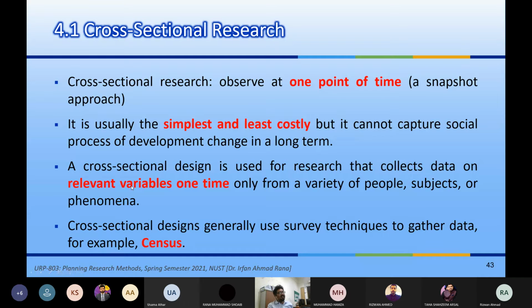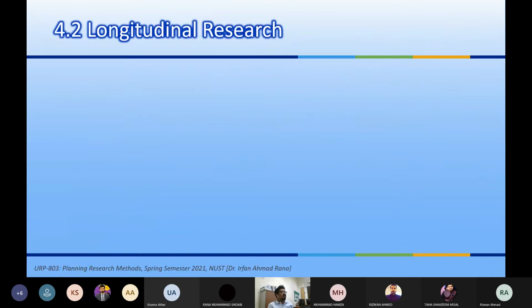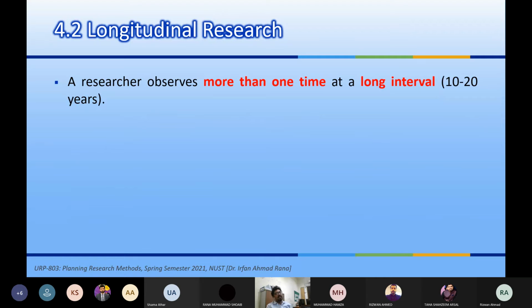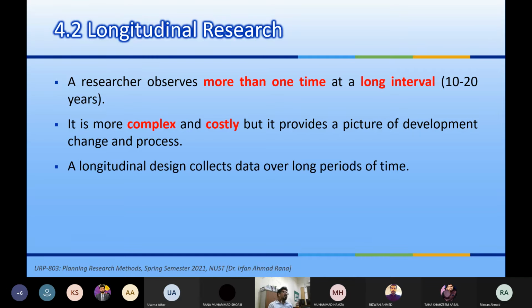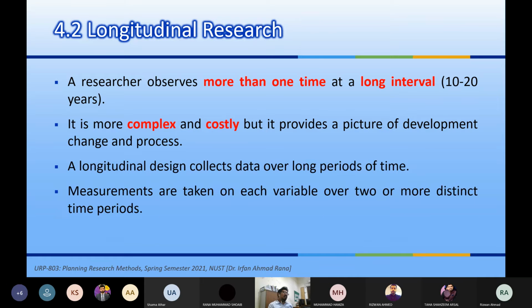You cannot go in the field again and again. And for example, one of these is this census. It is at a particular time. Longer, more than one long interval, maybe 10 years, 20 years. So depending upon the type of the study, it might even go longer than that. It is again complex, costly, long period of time, and sometimes broken into different time periods. It's also called time series, panel, or cohort. So depending upon different types, already there are subtypes of longitudinal studies.